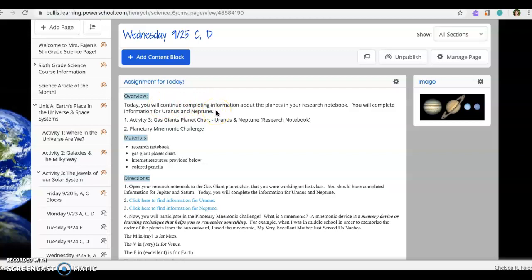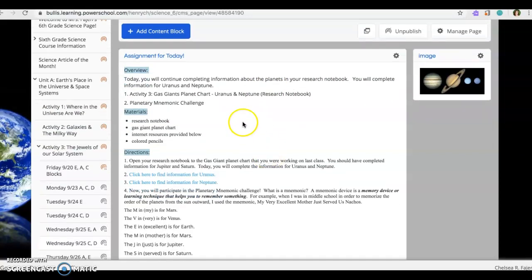So, today, what you are going to do is continue completing information about the planets in your research notebook. If you have been present in class every day and keeping up with your assignments, you should only have 2 more planets to do, which are Uranus and Neptune. So what you're going to do today is start by completing the gas giant planet chart in your research notebook. Then you're going to be doing something called a planetary mnemonic challenge, and I'll get to that in just a moment.